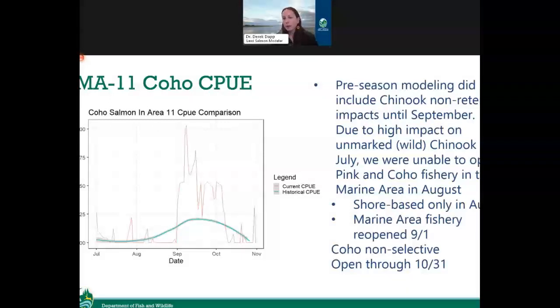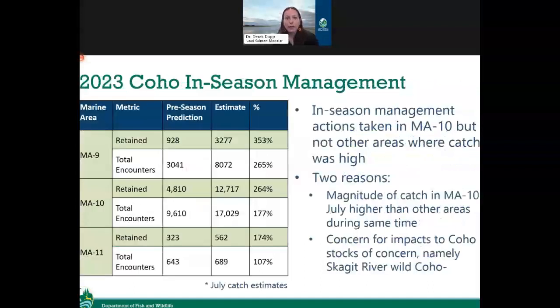Once we had those non-retention impacts back into the fishery, we reopened the marine area on the 1st of September. This is an area where coho is non-selective for this fishery. It was open from when it reopened in the marine area on the 1st of September through the end of October. So we want to go to the next slide.